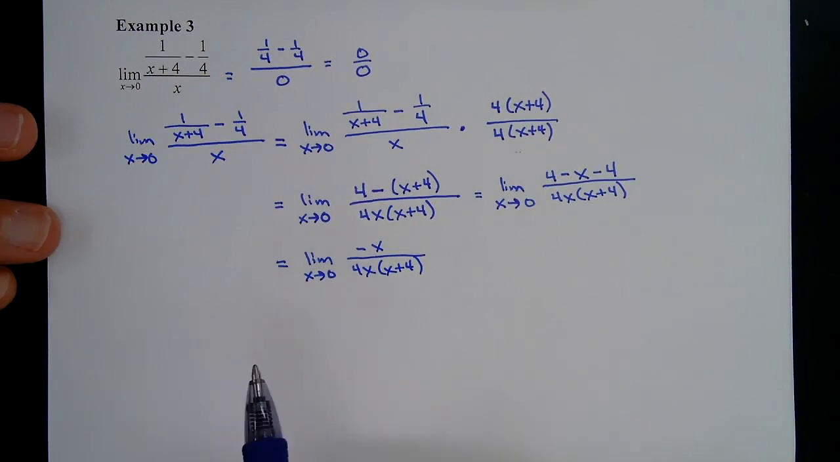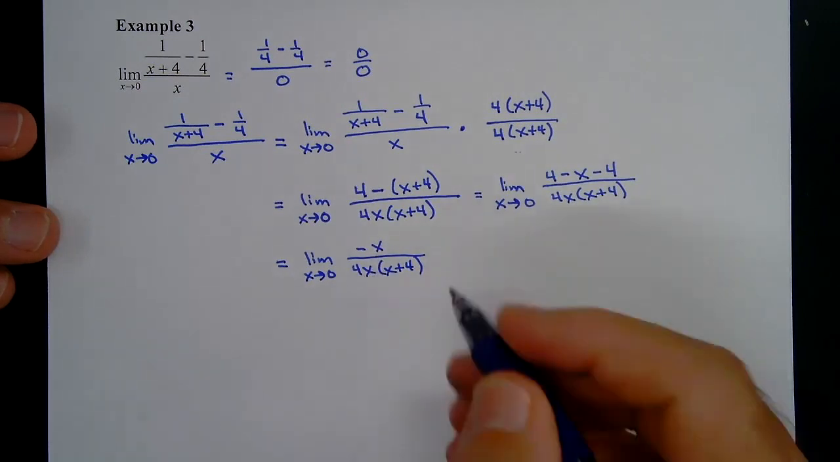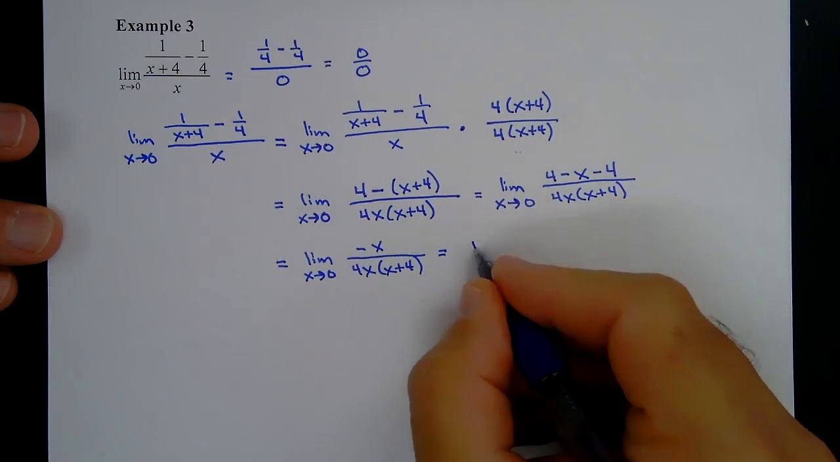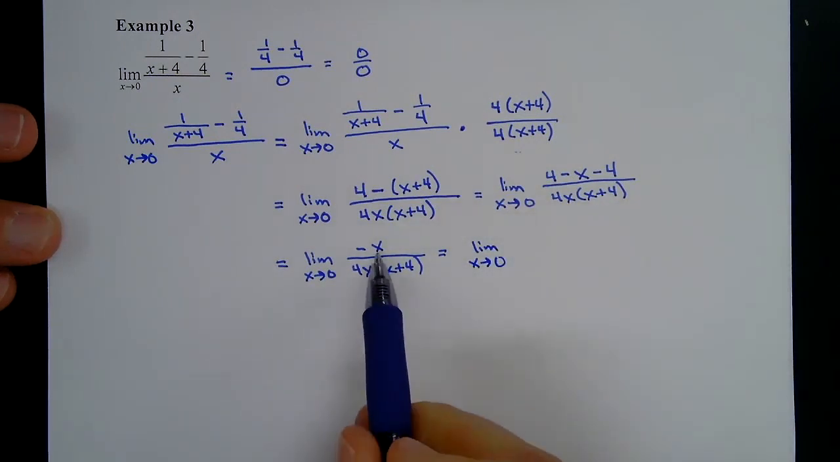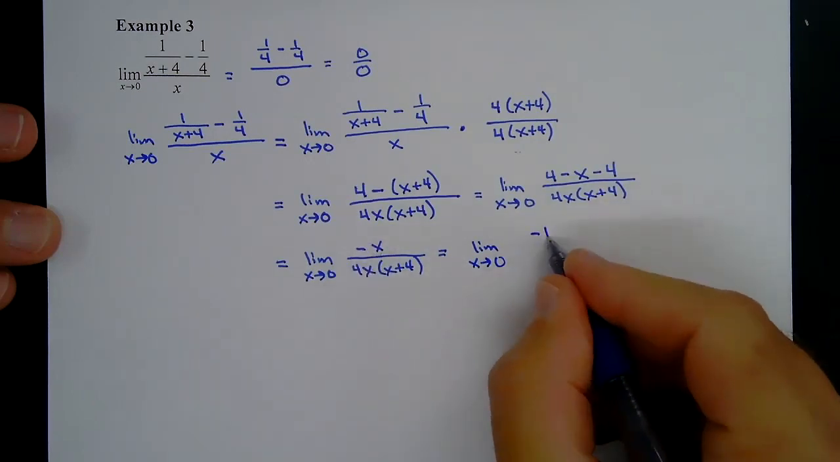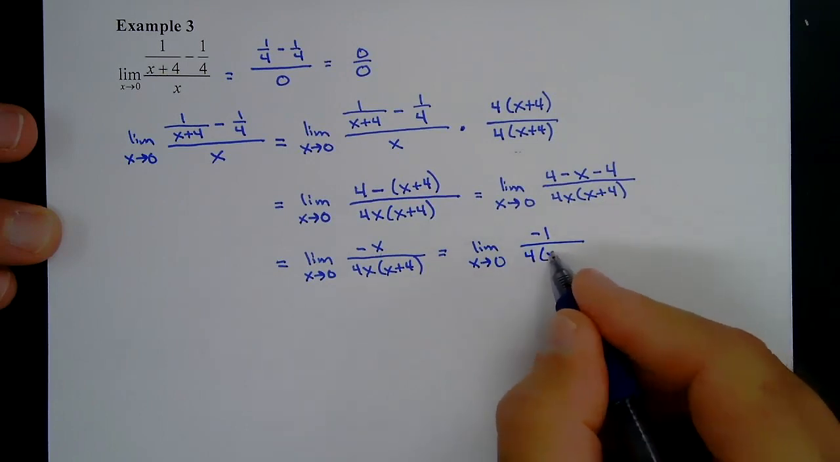And so why are we getting the 0 over 0? It's really because this can be rewritten as an x over an x here, right? Now, what happens with these x's? They could cancel, right? Okay, so what are we left with? We're left with the limit as x approaches 0. Now, when we cancel these x's, what we're left with on top is a negative 1. So negative 1 over the 4 times x plus 4.